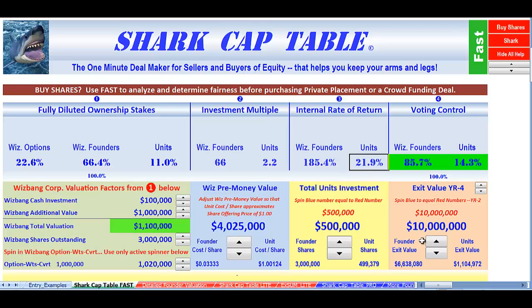Well, my goodness, we just halved the internal rate of return. Of course, the unit investment multiple stays the same because it's not time sensitive and nothing else changes here. These are all the same.